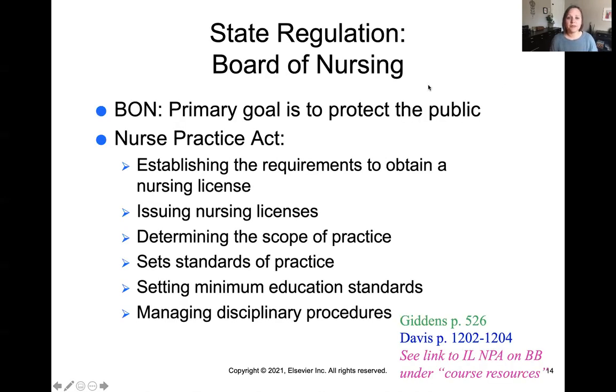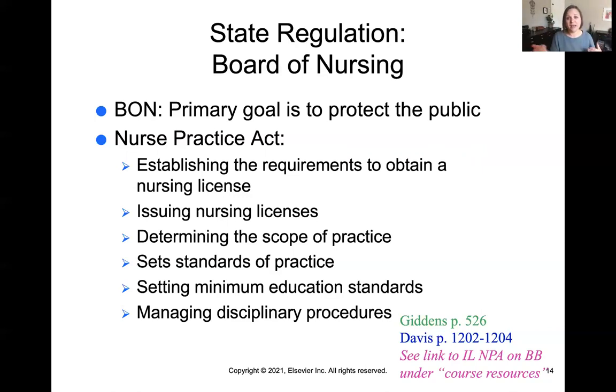So the state boards of nursing, primary goal is public protection. We want to make sure those healthcare workers who are coming at you with needles and scalpels know what they're doing and they're safe to practice. And the Board of Nursing uses a state legislation called the Nurse Practice Act in order to set the standards for practice. If you're not paying attention, make sure you are really tuning into this part, because the Board of Nursing and the Nurse Practice Act is everything for us as a nurse.